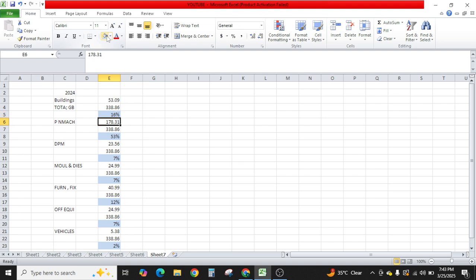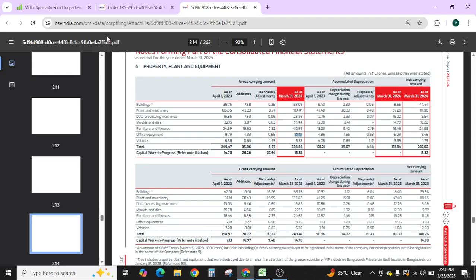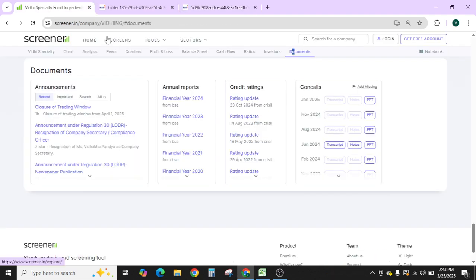So this will help us know what things are main for VIP, you will tell me. For VIP, things like plant and machinery will be main, land will be main, and what other thing will be main? Maybe, as we have seen, dies and mold are big.